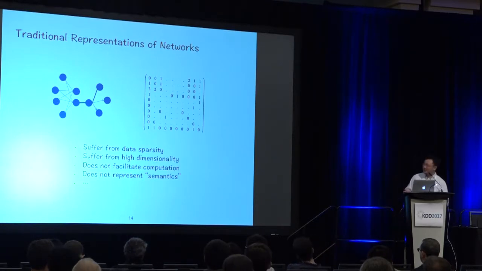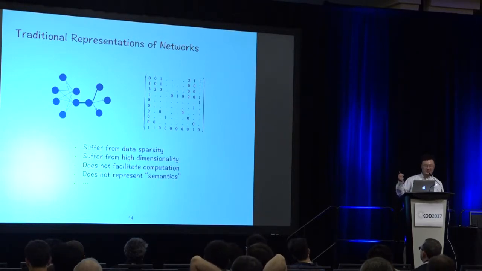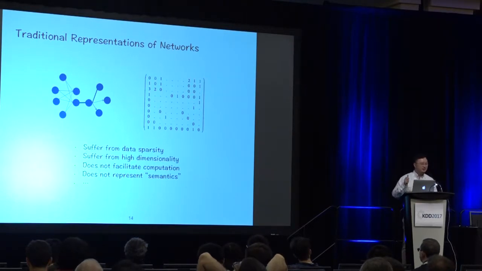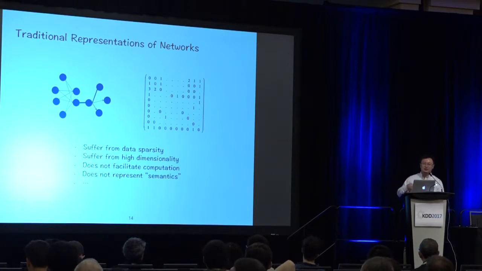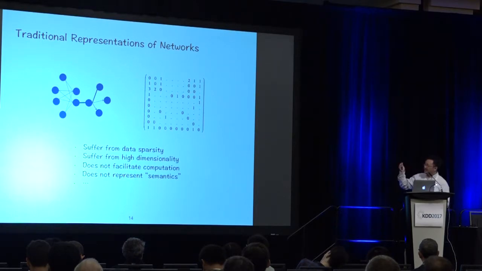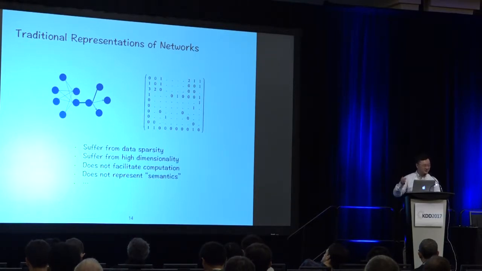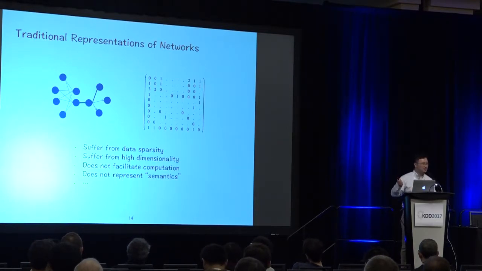And in this regard, this simple representation does not facilitate fast computation of many mining tasks. It does not capture the semantics of the networks, and yet they're just too large to actually deal with, right? So to solve these problems, we're aiming to find a better representation of networks, a representation that is compact enough, that represents the semantics, the meanings of the network, and that facilitates fast computation. Okay, so this is actually the key problem we will introduce in this talk.